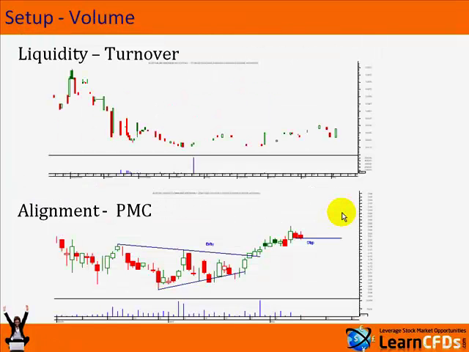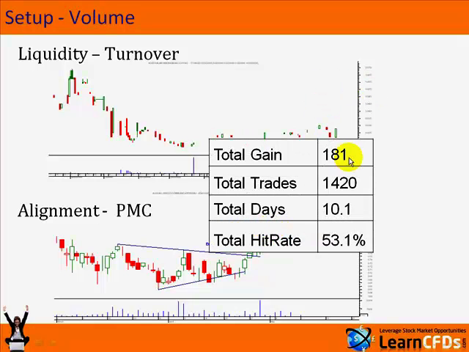We then look at volume, and volume can be looked at in different ways. One is from a liquidity perspective. Can you buy and sell the actual stock when you want to? So here, this particular one, very, very low turnover, very, very difficult to trade. The other thing we looked at was the alignment, whether volume was supportive of the breakout or not. If volume on the way up was higher than the volume on the way down, then that would support the breakout to the upside. By adding in these filters, we improved the results to 1.81% per trade. Quite a dramatic improvement, and a hit rate of 53%.